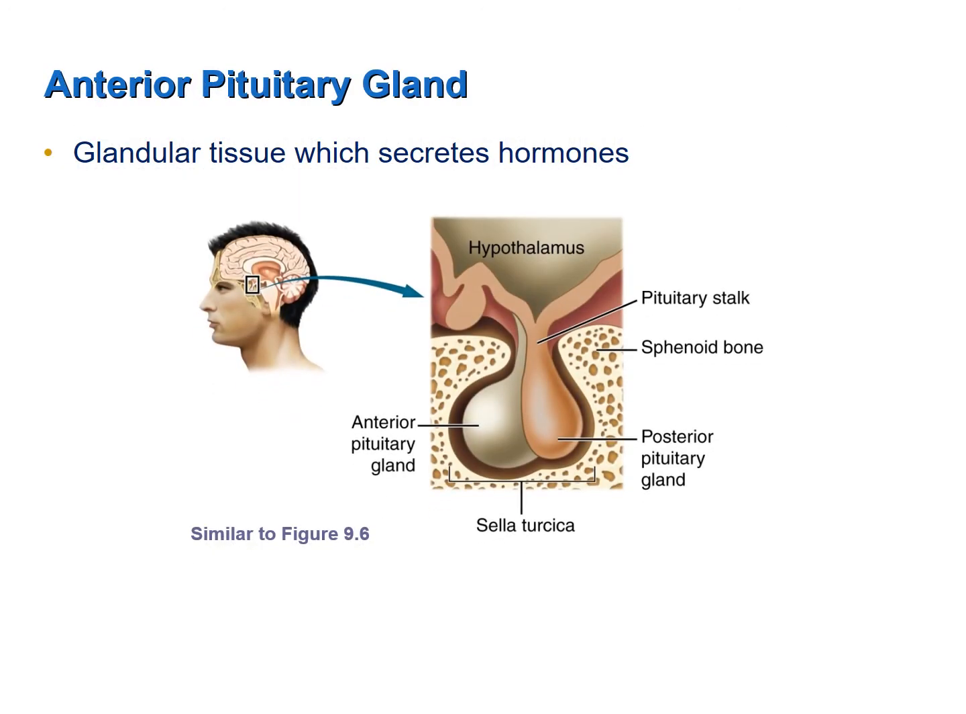While the posterior pituitary gland is composed of nervous tissue and is essentially an extension of the hypothalamus, the anterior pituitary gland is a true gland. It contains cuboidal epithelial cells which secrete hormones.